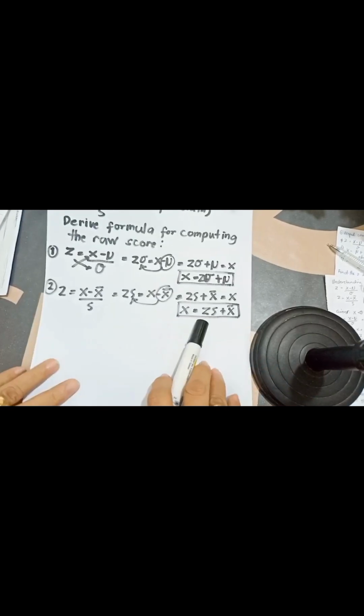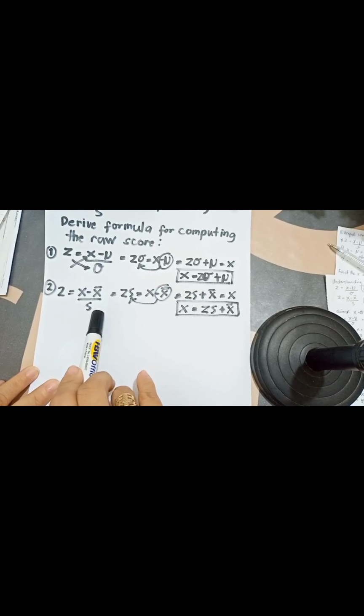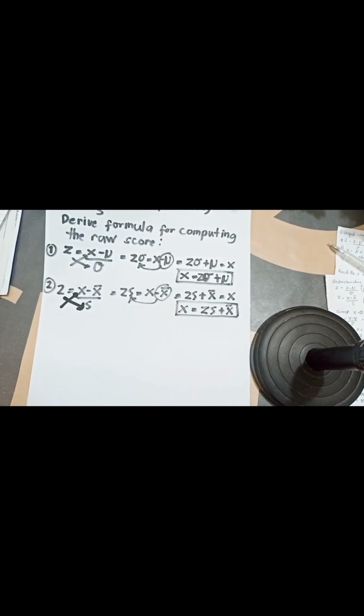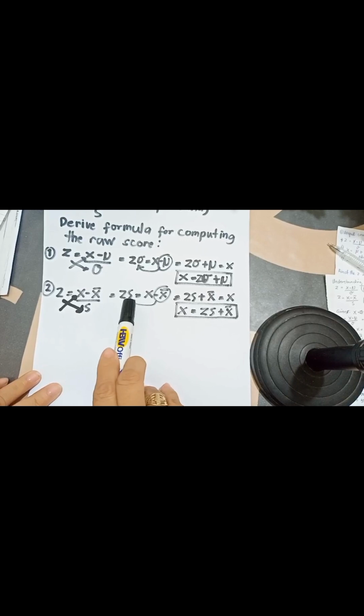Okay, so how about for sample data? We have z is equal to x minus x bar divided by s. So simply cross multiply again, and the result is z times standard deviation, or zs, is equal to x minus x bar.